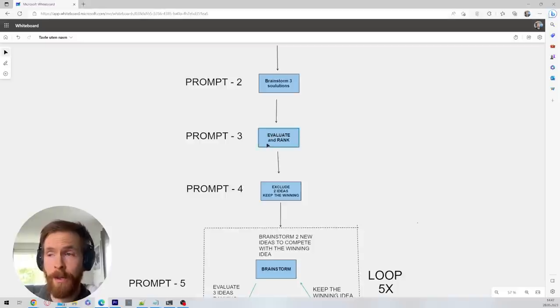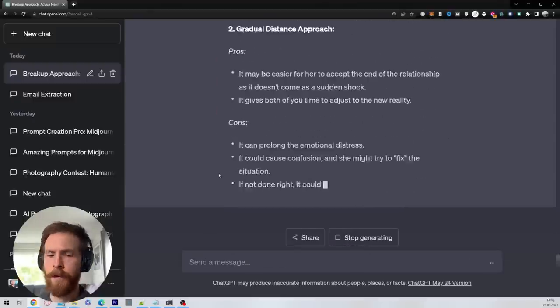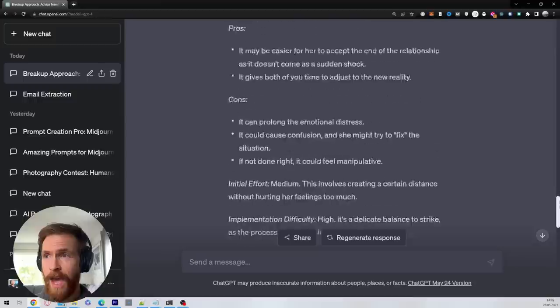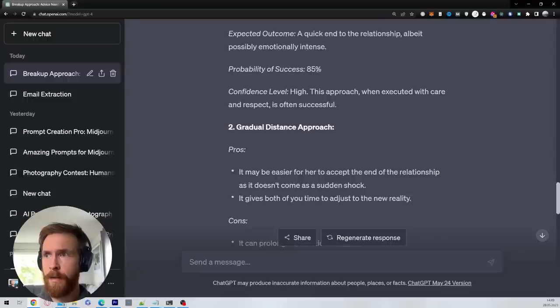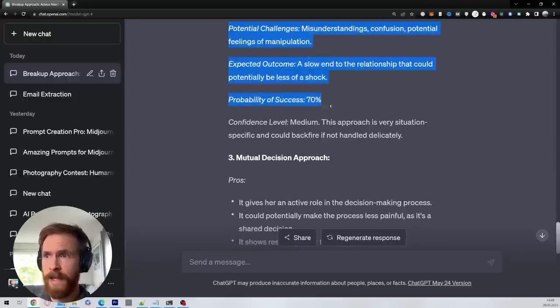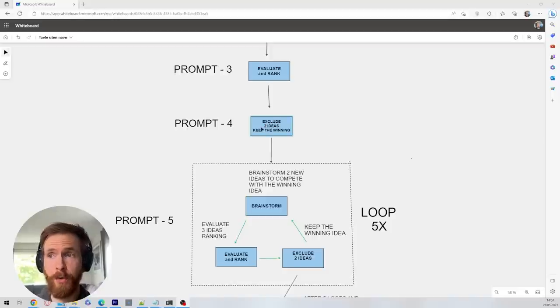And that is gonna be evaluate and rank each solution. So let's go back here. Okay, so the prompt is just gonna be: for each of the 3 proposed solutions, evaluate their potential. Okay, so let's just spin this up. So hopefully now we have a ranking for each solution. So you can see number 1 has a potential probability of success of 85%. That was quite high. The second one has 70%, and we have 60 here. Okay, so let's move on to prompt 4. And that is gonna be to exclude the 2 lowest ranked ideas and keep the winning one.